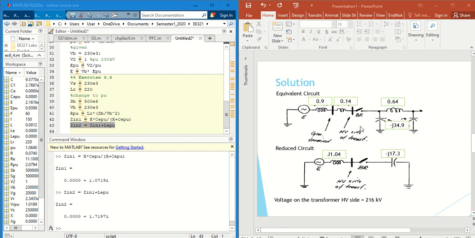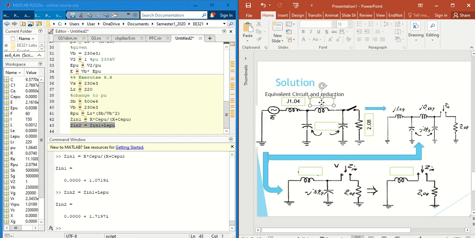Now this has been given here, so let's write it down again so it's clear for you what we are doing. So this is J 0.647, small j, this was a small j, this is J 34.9, and this is 2.08. So what we are doing is reducing the circuit. We have to go from here to here. So what we have done next is we have removed the generator, so we are left with only the impedances.